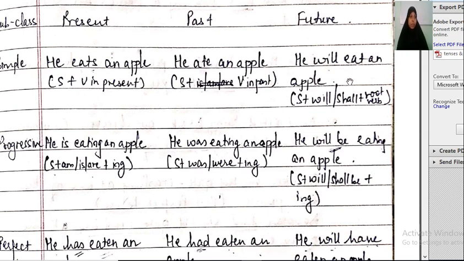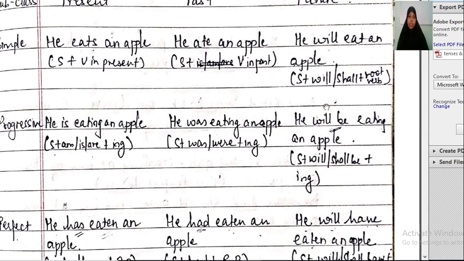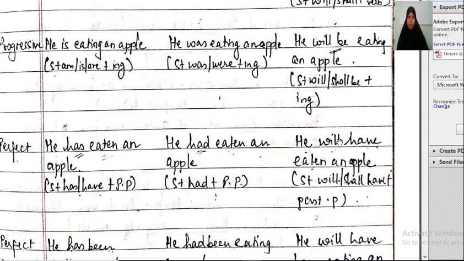Next one, the future progressive tense, or future continuous tense, you can say. It expresses an action that will take place at some point in future time. Like he will be eating an apple. The structure of the sentence will be subject plus will or shall be plus the ing form of the verb. Like he will be eating an apple, he shall be eating an apple. That you have to keep in mind.